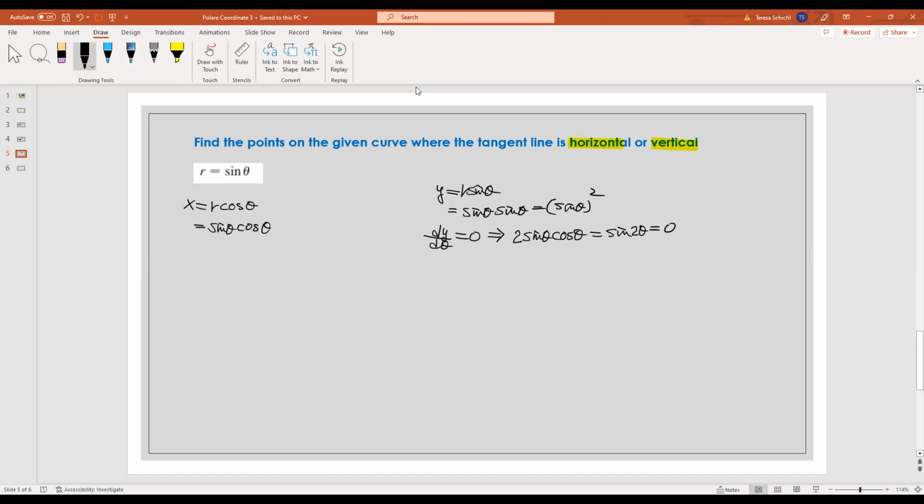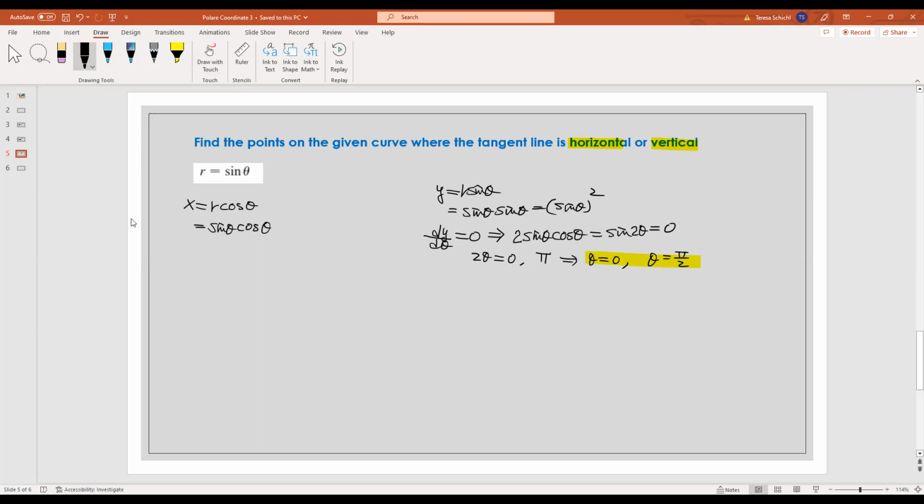So now we will have 2 theta equal to 0 or pi, correct? So okay, 2 theta equal to 0, so we have 2 theta equal to 0 or pi. So now I have theta equal to 0 and theta equal to pi over 2 here. Okay, so this is my horizontal, right?